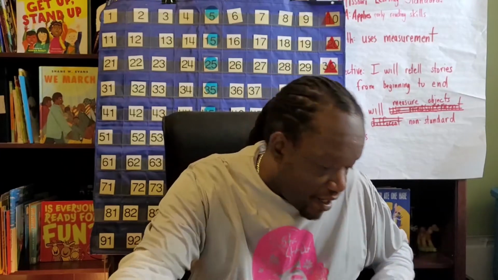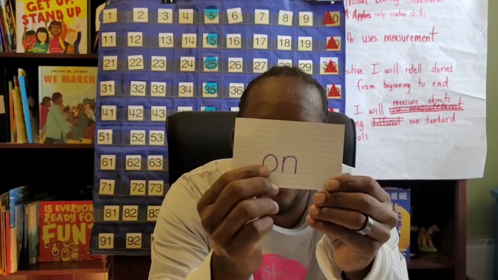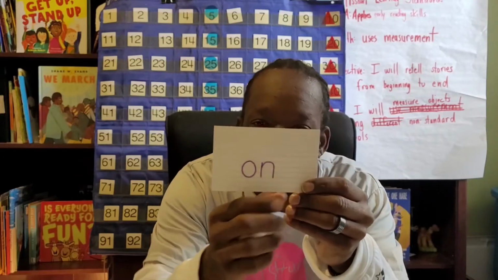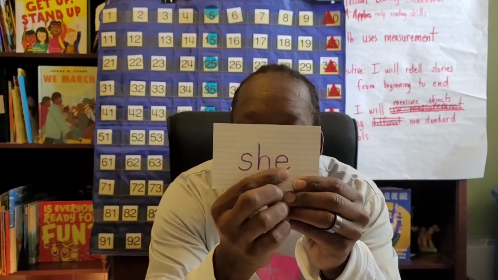So let's talk about our sight words for today. Let's talk about our sight words from the day for this week, and then we'll be ready to go. Almost ready to go. What word is this? On. Let's spell on. O-N. On. What's this word right here? She. S-H-E. She.